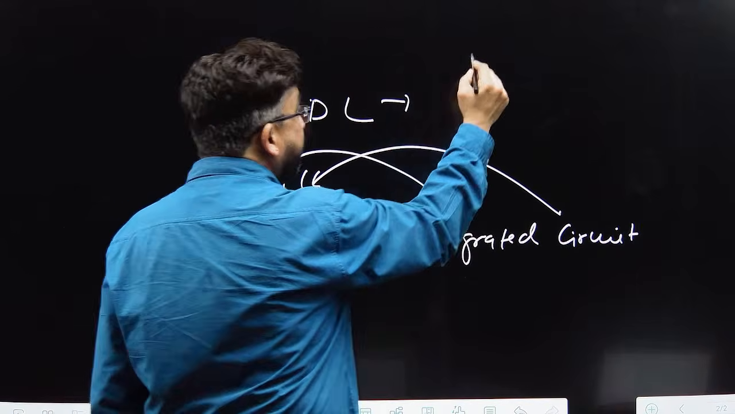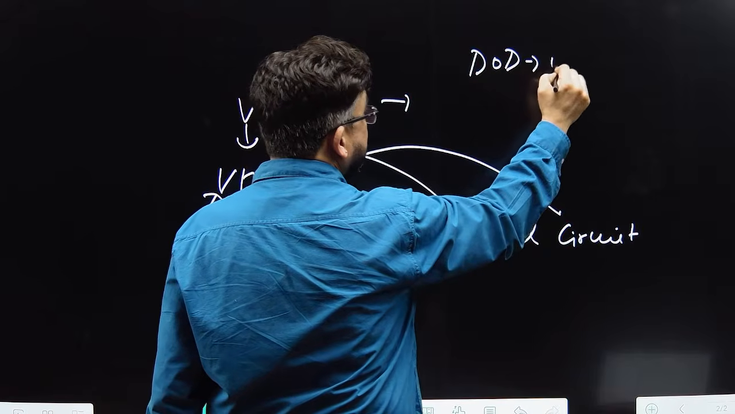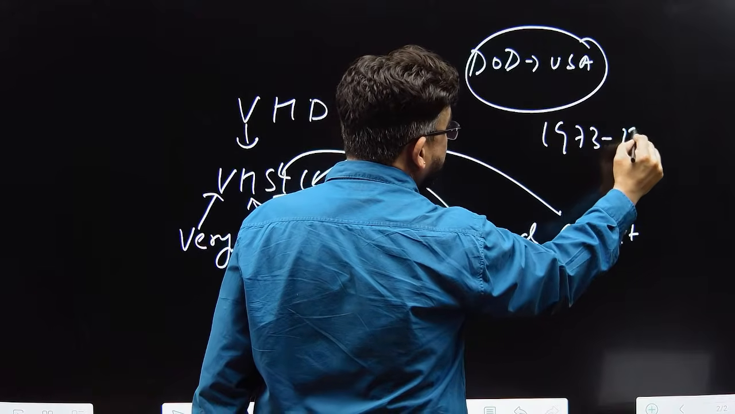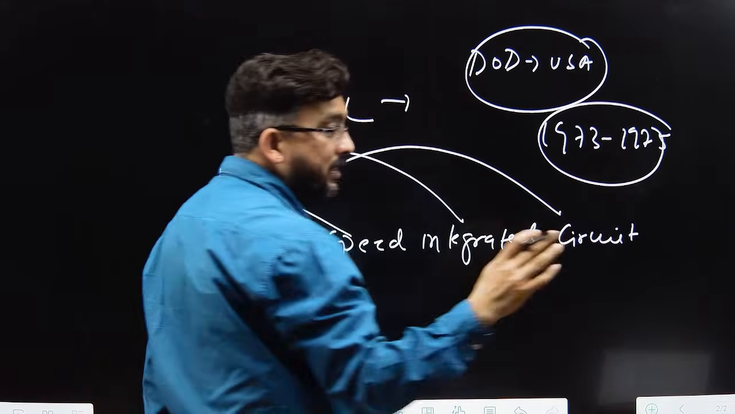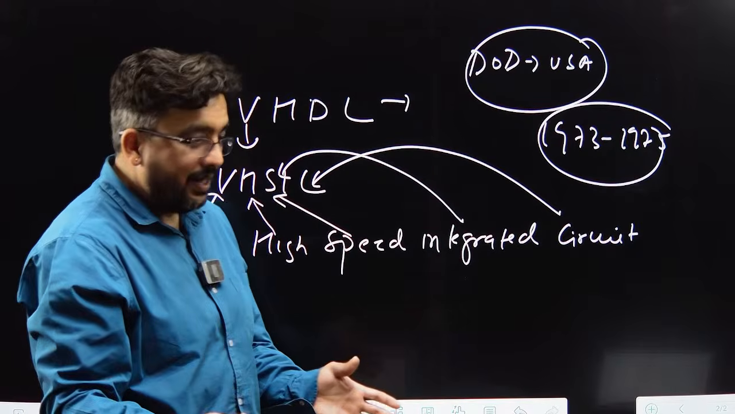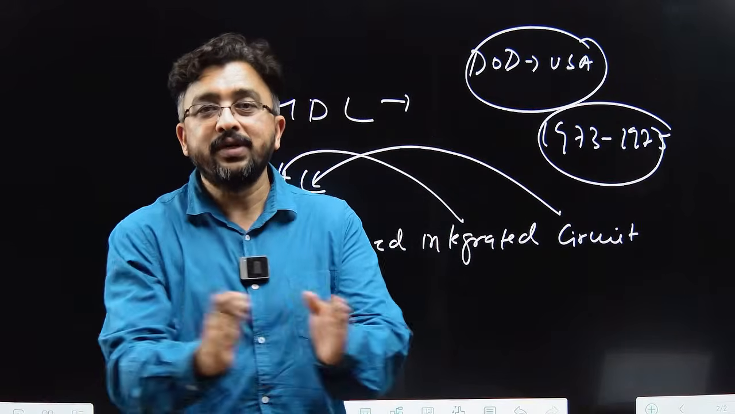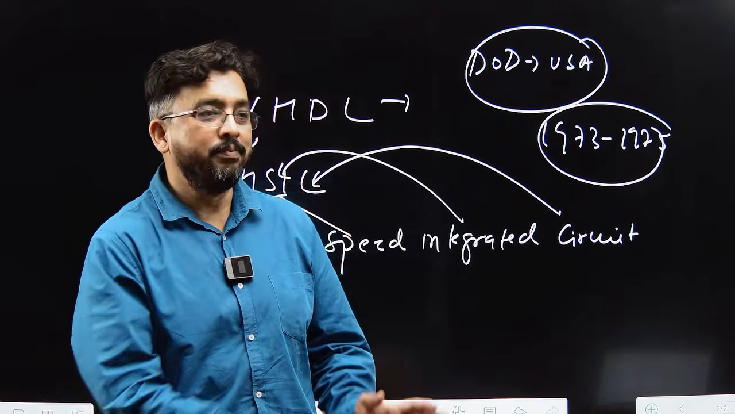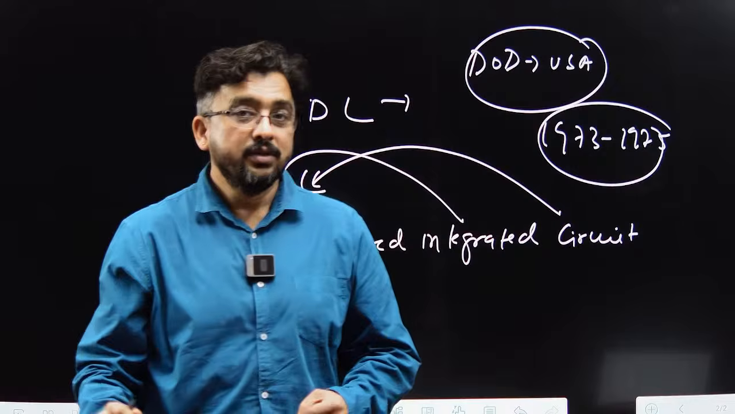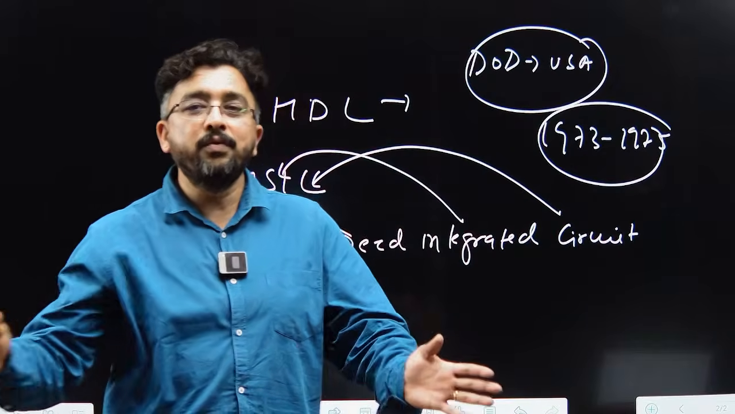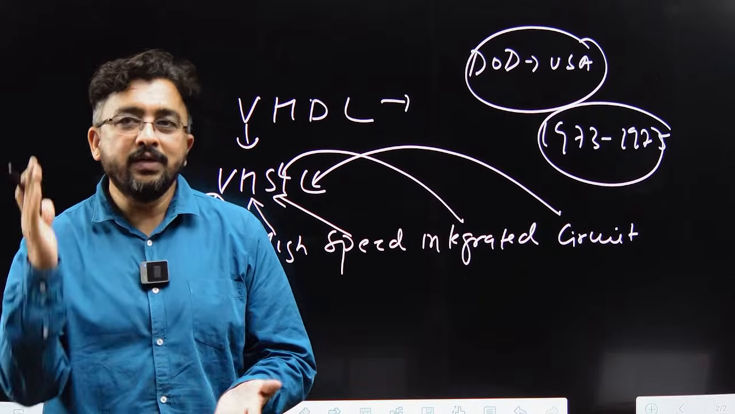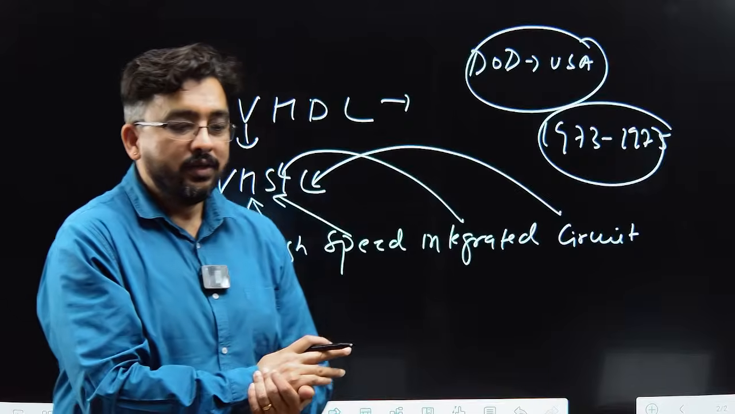VHDL was formed by the Department of Defense, USA, between 1973 and 75. Before that there were many languages. Why is HDL so famous? HDL is famous because it is very tough to learn different languages, like Boolean, Pascal, many others, ABEL. An engineer had to learn three, four different languages and then write and perform the logic. That is why one common language was invented, called VHDL.